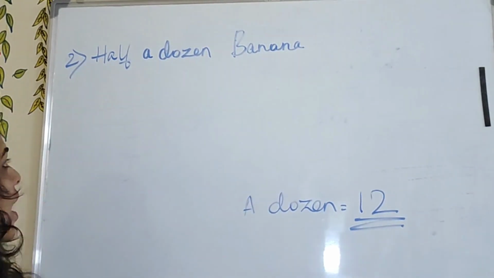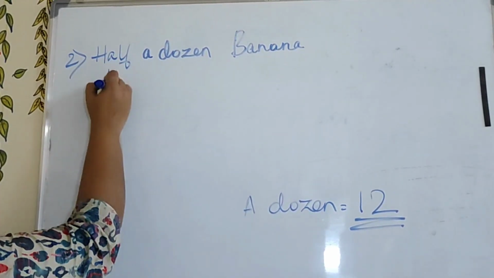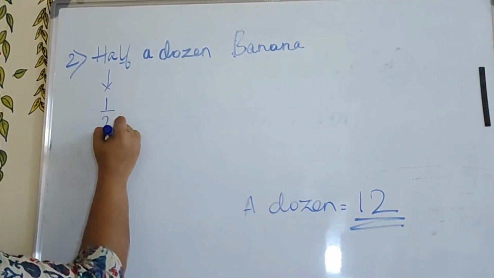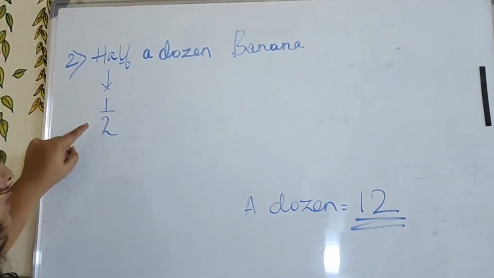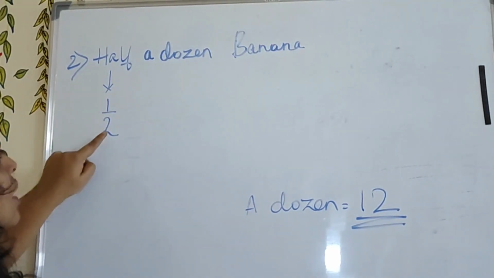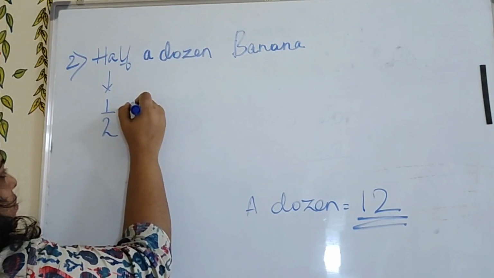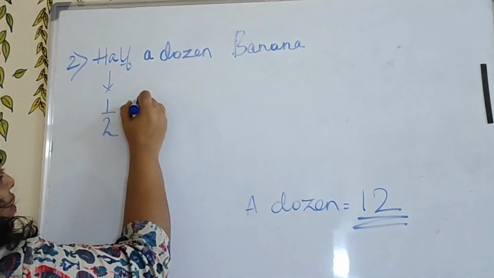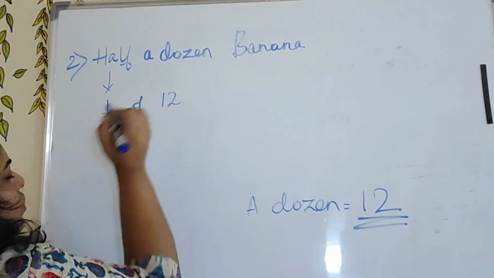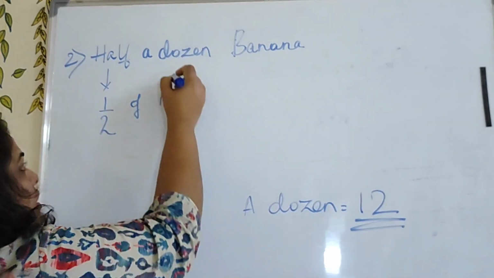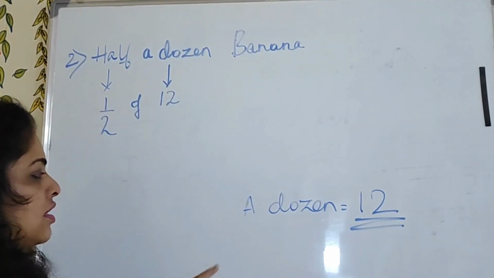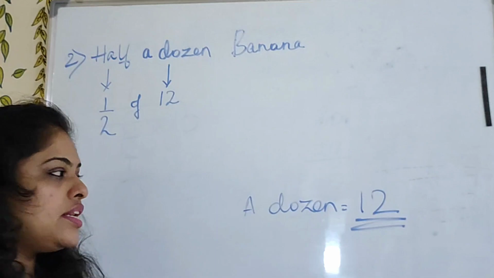Now as I said, half. So this half is 1 by 2. You all know half is represented as 1 by 2. Half a dozen bananas is nothing but half of 12. How did we get 12? 12 is nothing but a dozen. A dozen is 12 in number.